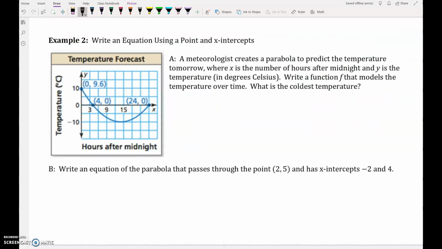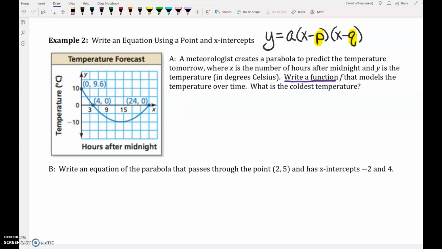For intercept form, we are going to be using the formula a times x minus p times x minus q. Your intercepts are p and q. A meteorologist creates a parabola to predict the temperature tomorrow, where x is the number of hours after midnight and y is the temperature. Write a function f that models the temperature over time, and then we'll talk about that last question in a second.